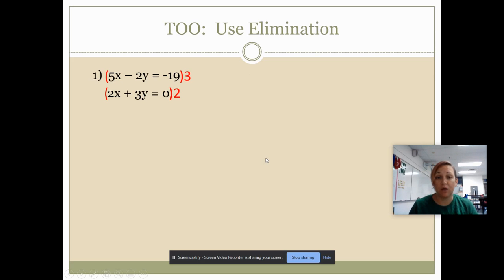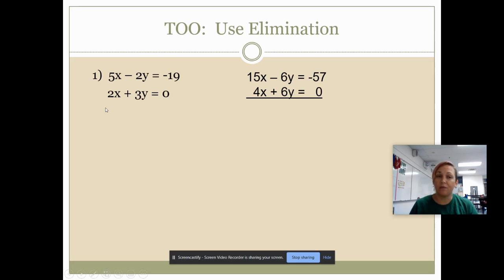And when you're done multiplying, this is what you should have gotten. So check and make sure that you got the same numbers as I did. So a 15, a -6, and a -57, and then a 4, a 6, and a 0. Now, if you instead decided to eliminate your x's, totally fine. Great way to solve this problem. You can change a 5 and a 2 both into a 10.